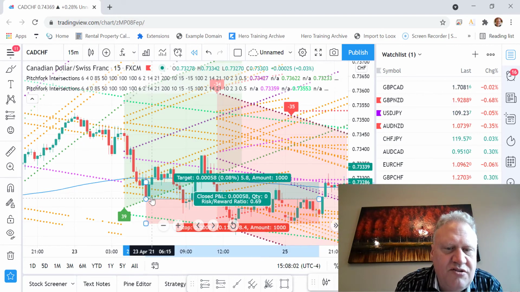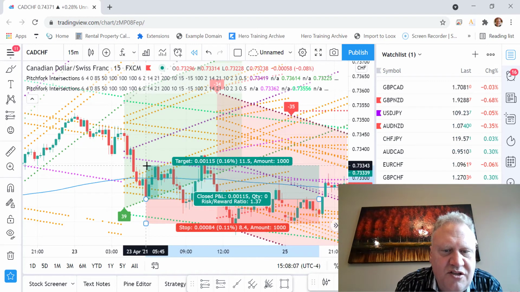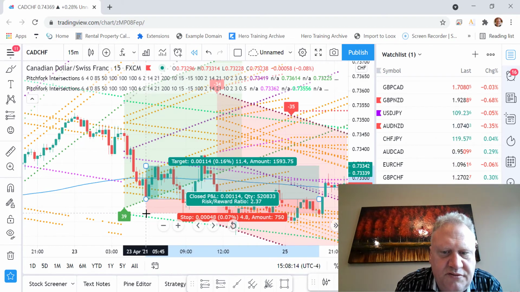Your targets for the outside line are just above this fib zone. You're always trading to the next zone, just above the next zone. And set that to 4R.